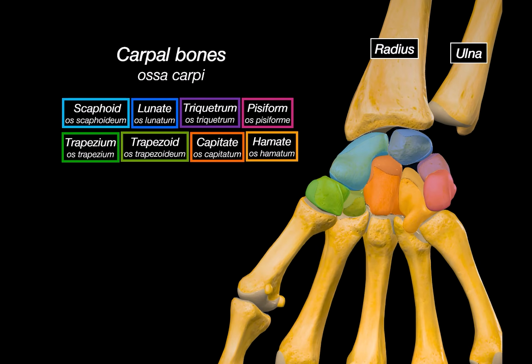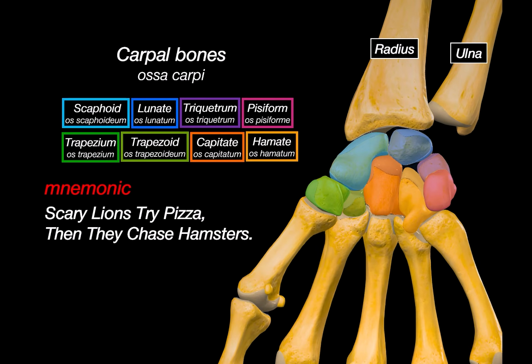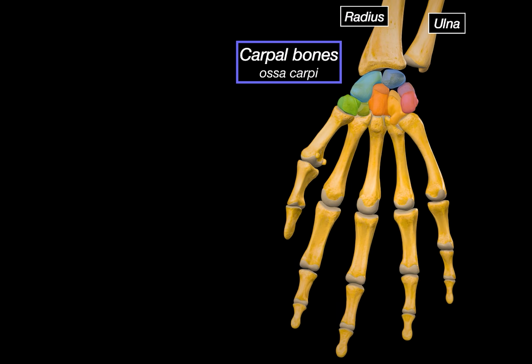Now, to help you remember them, here's a weird mnemonic. Scary lions try pizza, then they chase hamsters. Yeah, it's weird, but that's the point. The weirder it is, the more likely you are to remember it. So now, anytime you think of the wrist bones, you will probably picture lions, pizza, and hamsters. You're welcome. That was the carpal bones.